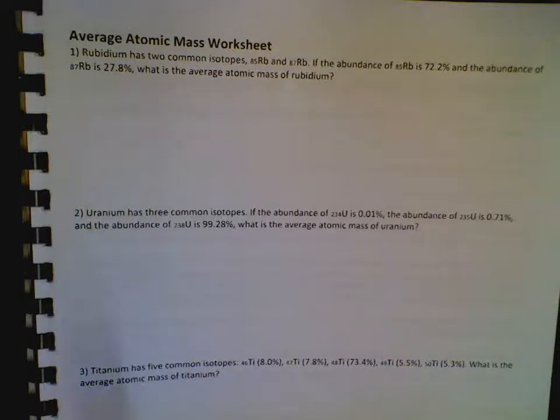Okay, so we're looking at this problem. It says that rubidium has two common isotopes, rubidium 85 and rubidium 87, and that the abundance of rubidium 85 is 72.2%, the abundance of rubidium 87 is 27.8%, and then you're asked to find what the average atomic mass is.